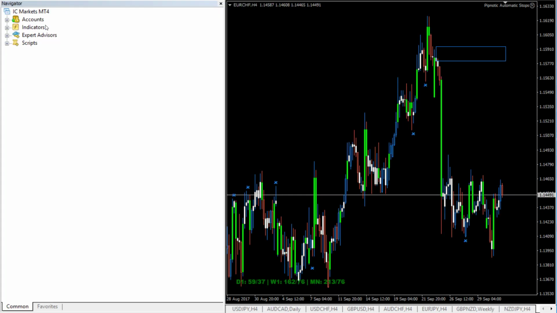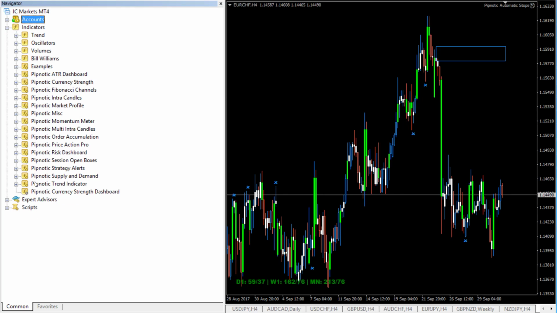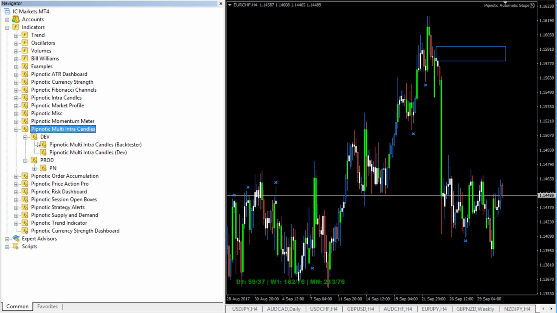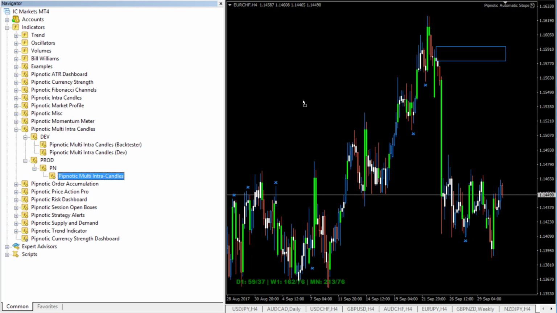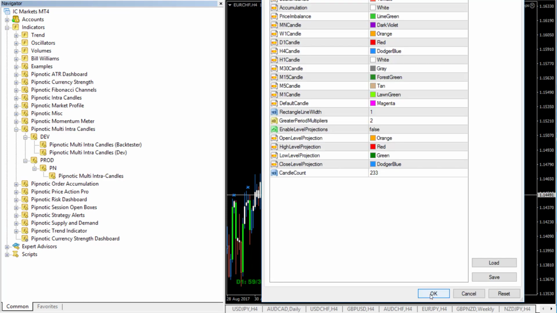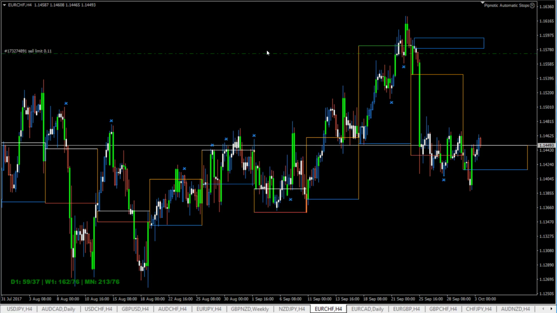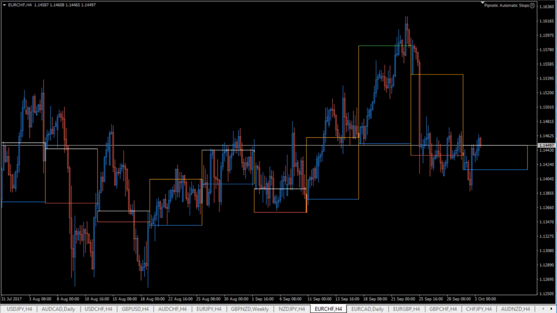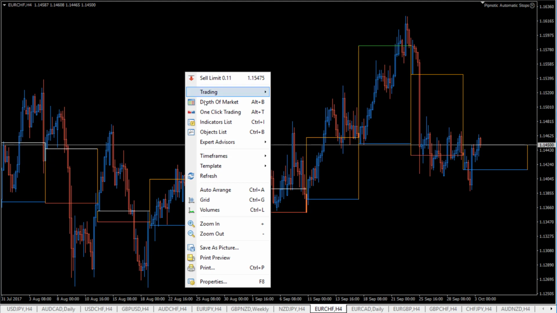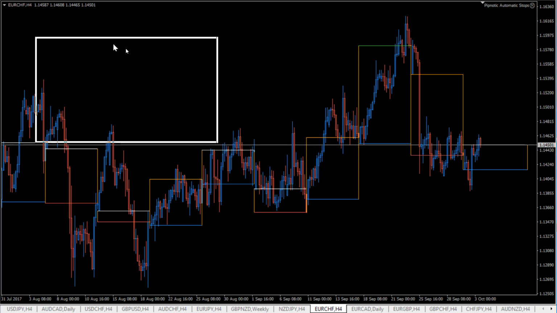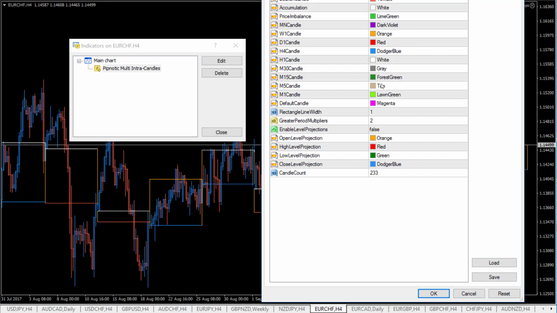So I'll just throw that indicator on there. We have multi-candles. We'll put it on there. I'm going to leave it on its default behavior, so it looks like this. I'm going to remove the supply and demand software just so we can focus on this. I'm going to have a look at the configuration options here just to show you what it is. It's very simple, and all it's doing is overlaying greater period candles onto the chart that you can currently see.